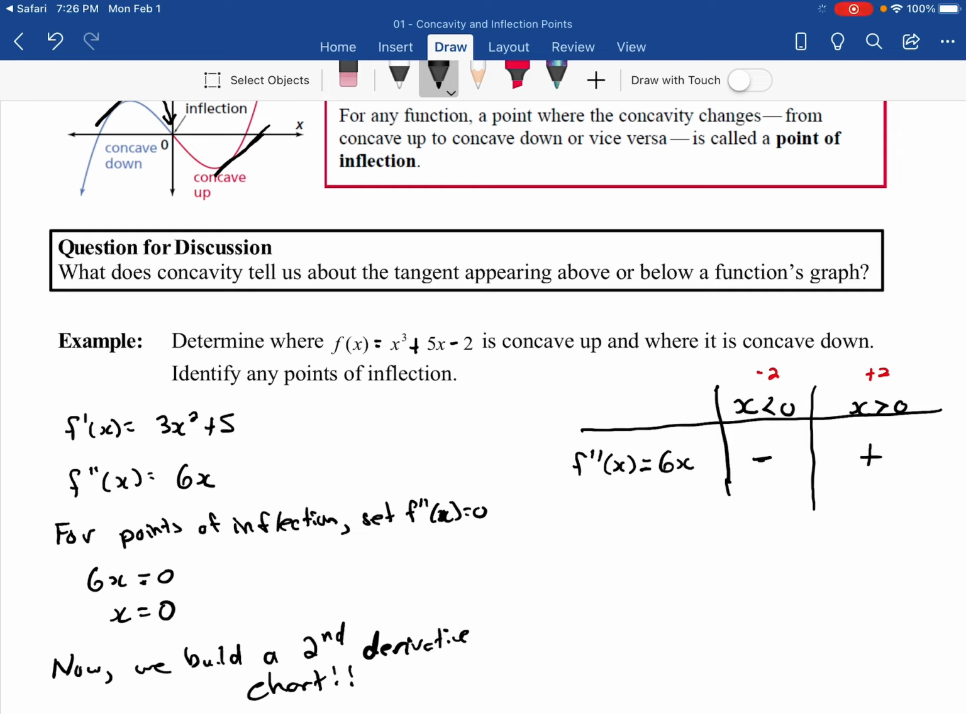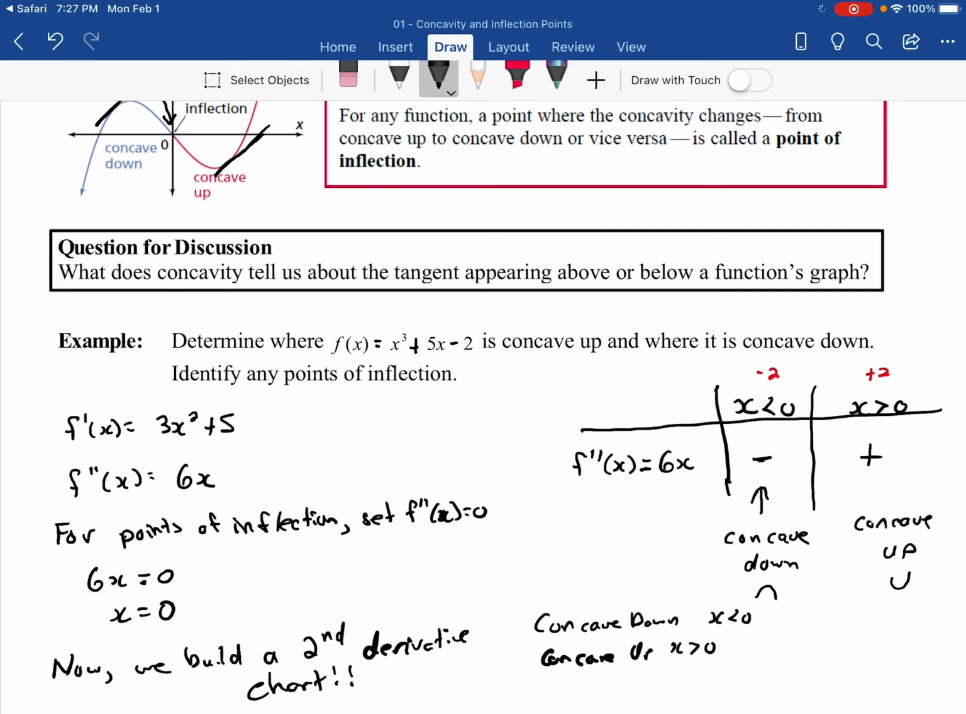And so what that means is when we get a negative double derivative, that means we're concave down. And when we get a positive double derivative, that means we're concave up. I'm going to draw a little picture there. So we're going to be sort of like that in that section. But what does the question say? Determine where the function is concave up and concave down. So concave down, x less than 0. Concave up, x greater than 0. So I've answered that question.